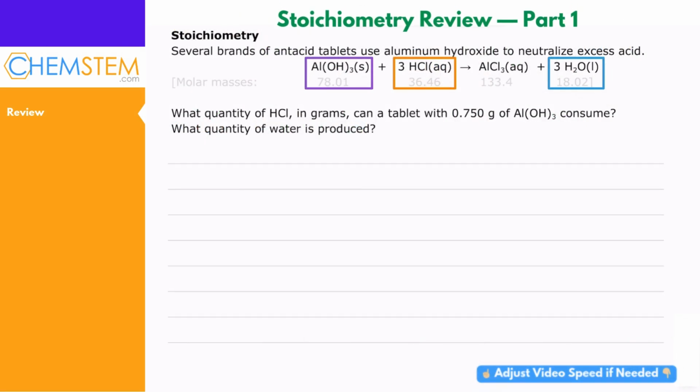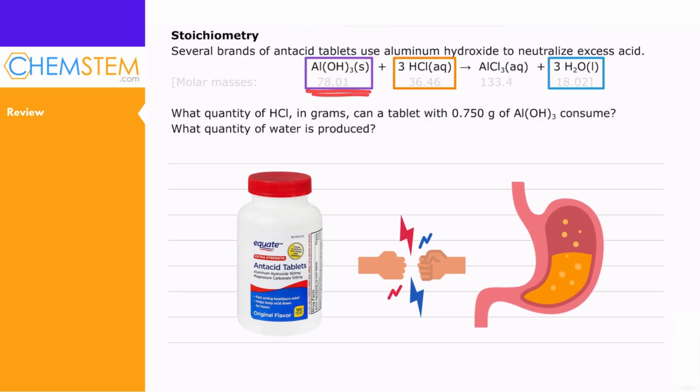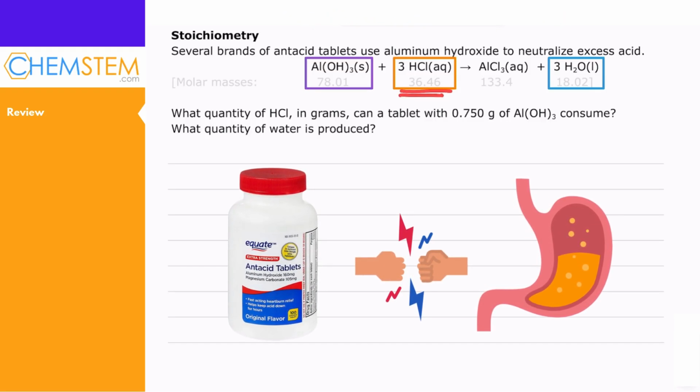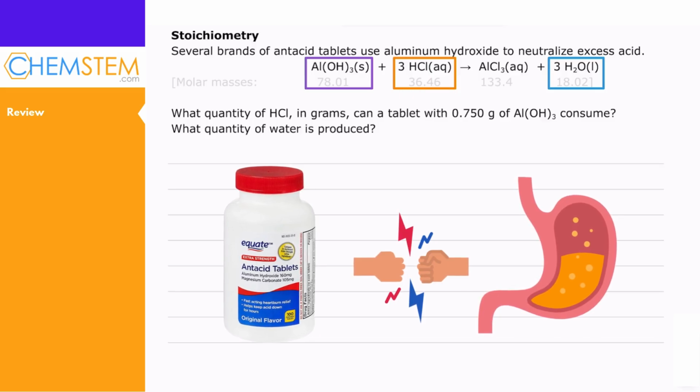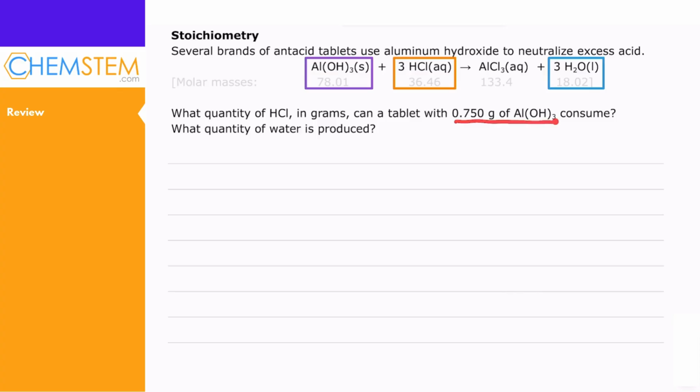Let's review stoichiometry. Several brands of antacid tablets use aluminum hydroxide to neutralize excess acid. Our stomach acid is mostly hydrochloric acid. What quantity of hydrochloric acid in grams can a tablet with 0.750 grams of aluminum hydroxide consume? That's our first question. The second question is, what quantity of water is produced? So let's do the first one.